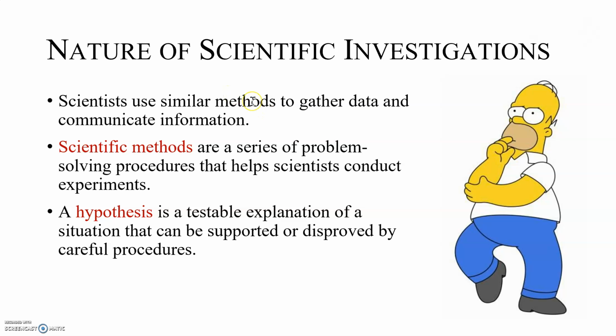So scientists use similar methods to gather data and communicate information. Scientific methods are a series of problem-solving procedures that help scientists conduct experiments. There's many other methods that might not be scientific, but we are talking about those methods that happen to be scientific. A hypothesis, specifically a scientific hypothesis, is a testable explanation of a situation that can be supported or disproved by careful procedures.